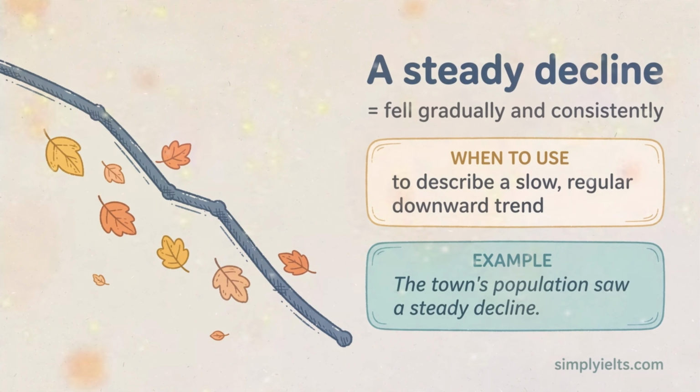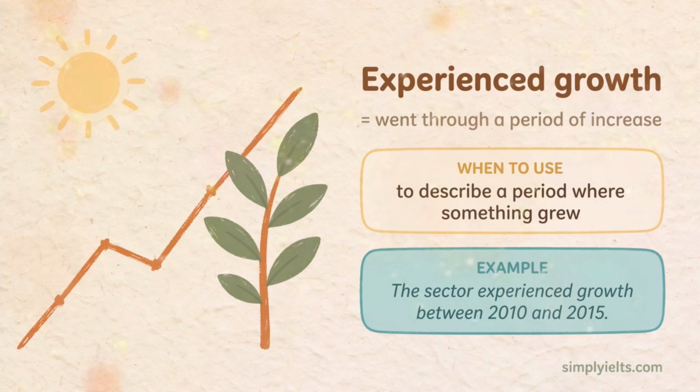A steady decline means something fell gradually and consistently. Use this to describe a slow, regular downward trend, such as, the town's population saw a steady decline. Experienced growth means something went through a period of increase. Use this when describing a period where something grew. For example, the sector experienced growth between 2010 and 2015.